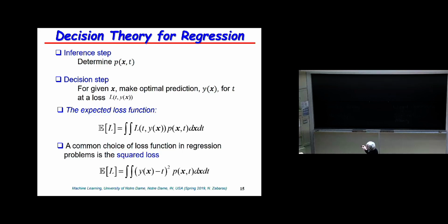So the loss function that we define is the squared loss function, and you notice it is averaged with the joint distribution of X and T here, okay? This is what is called the generalization error, okay? And it's an L2 error.